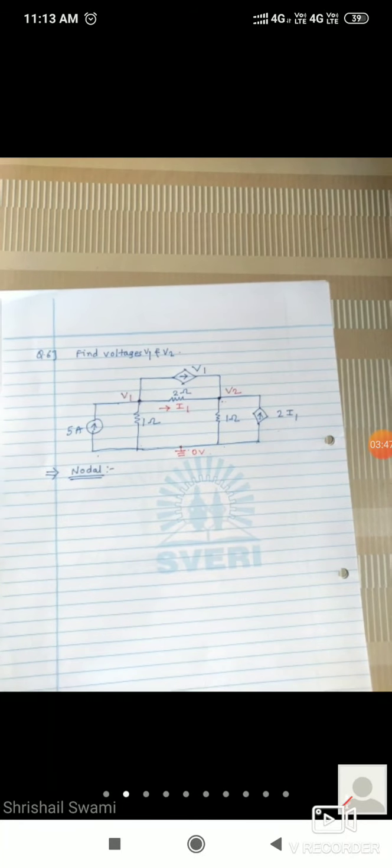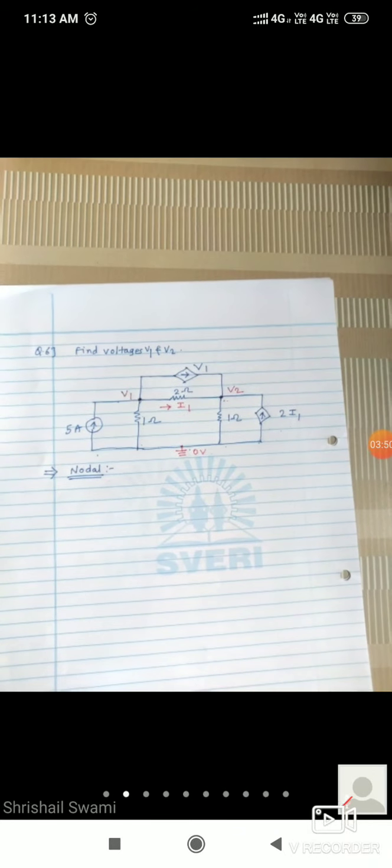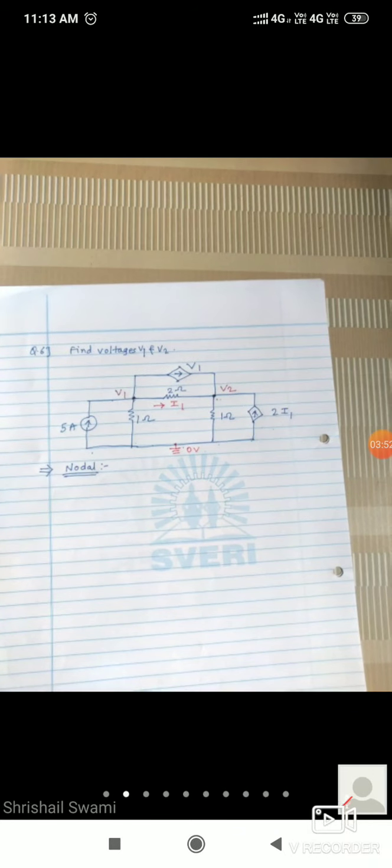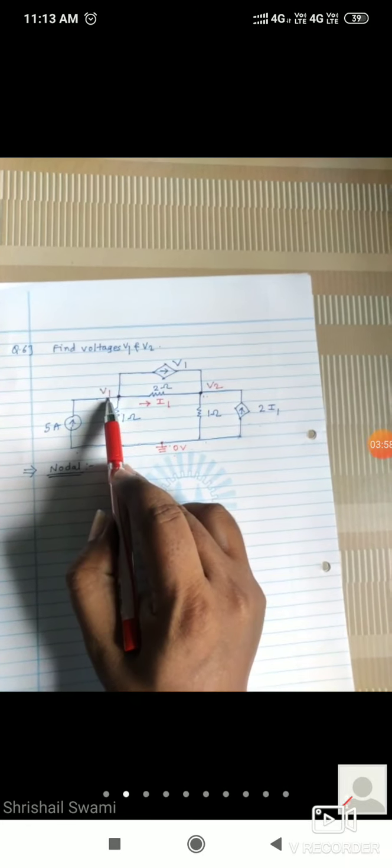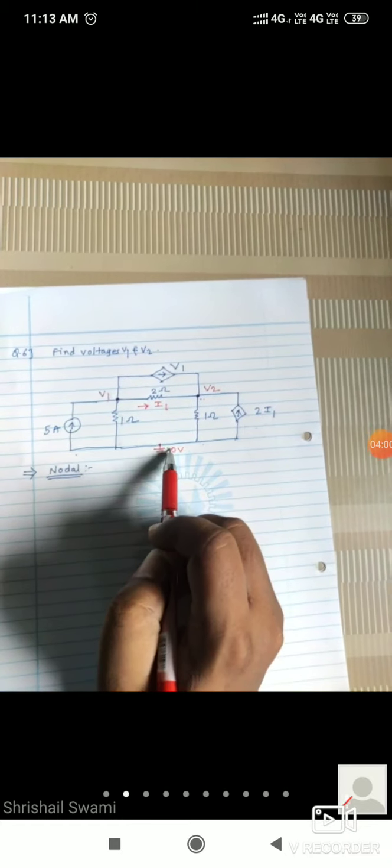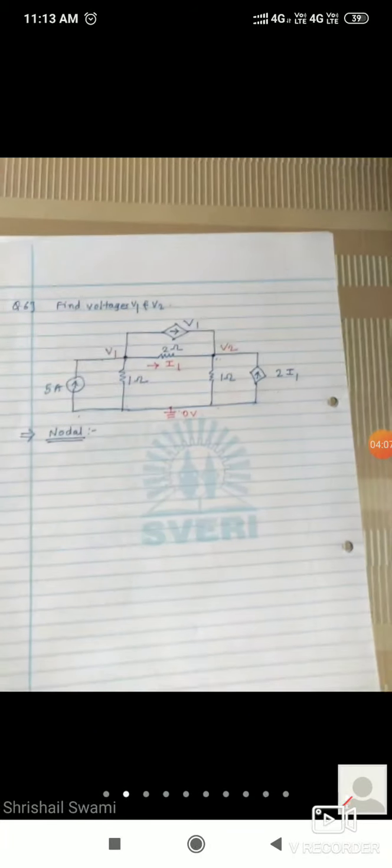So what are the two steps? Identify the number of principal nodes, that is the first step. And the second step is to assign the node voltages with respect to the ground node by choosing one of the nodes as a reference node. So we have chosen the reference node and assigned the node voltages with respect to this ground. That is V1, V2 we assigned. So already these two steps are given. You have to follow the remaining two.